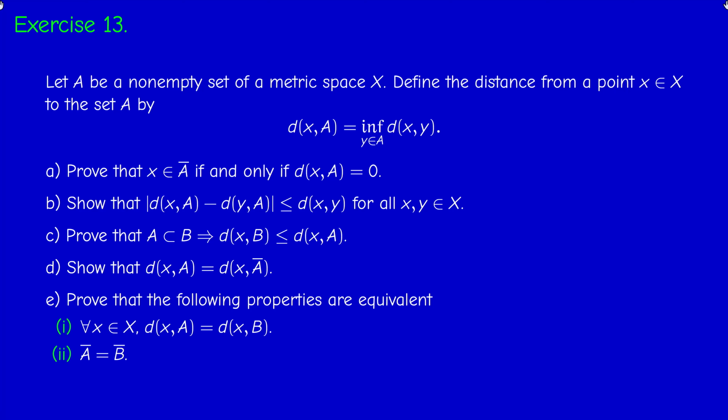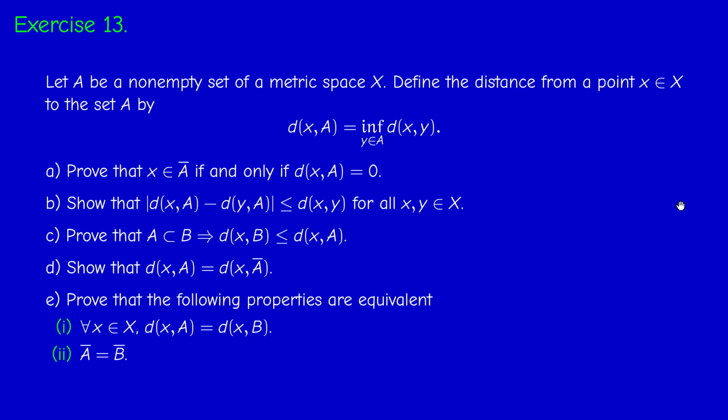So what is the idea behind? If you like, you can draw a picture. Consider just in the plane a set A and a point, for example, X outside A. There is a shortest path from X to A. This is the meaning of infimum. Now, the infimum is not necessarily a minimum, but in some sense, it's something that minimizes the set of all distances from X to points in A. So in some sense, it's the shortest path.